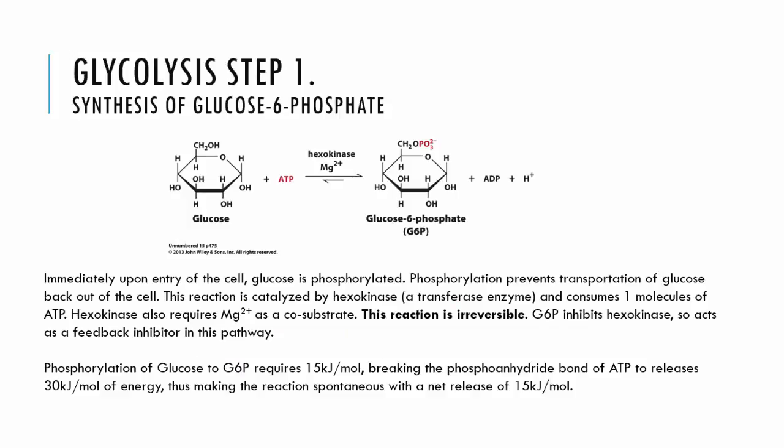In the first step of glycolysis, glucose is phosphorylated by hexokinase in the presence of magnesium and ATP to make glucose 6-phosphate. The phosphorylation of glucose prevents transportation of glucose out of the cell and is the first committed step of glycolysis, meaning it is irreversible. The phosphorylation of glucose to yield glucose 6-phosphate is an endergonic reaction, requiring 15 kilojoules per mole of energy. By coupling this reaction with the dephosphorylation of ATP, which releases approximately 30 kilojoules per mole of energy, we now have a net release of 15 kilojoules per mole of energy, making this reaction highly favorable and spontaneous.